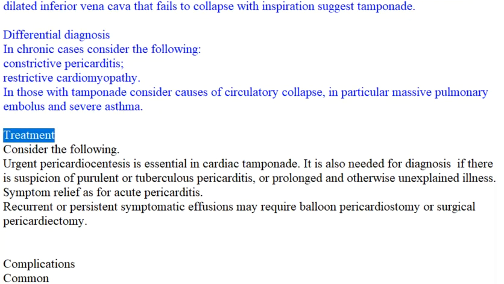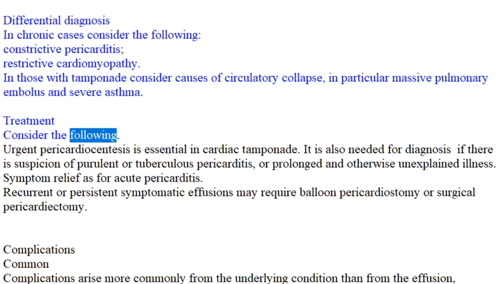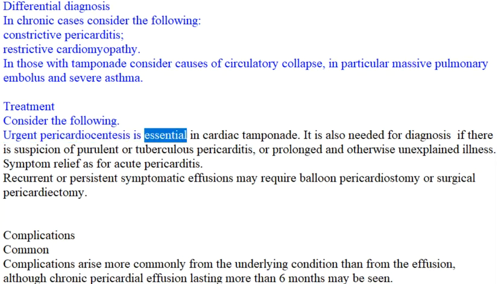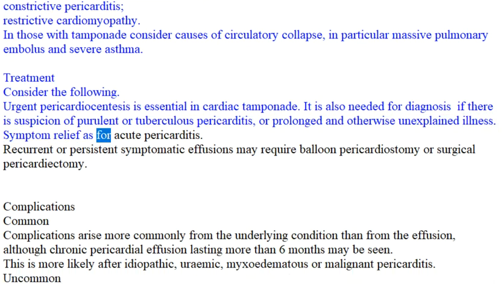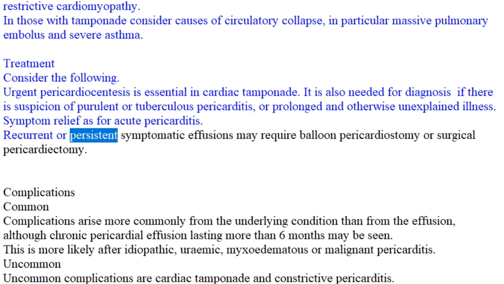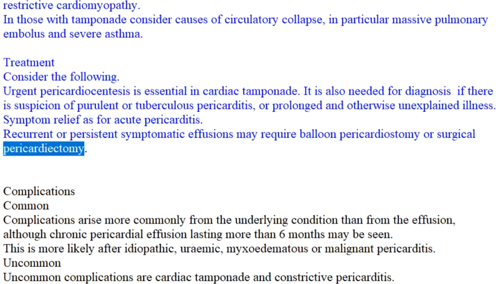Treatment. Consider the following. Urgent pericardiocentesis is essential in cardiac tamponade. It is also needed for diagnosis if there is suspicion of purulent or tuberculous pericarditis, or prolonged and otherwise unexplained illness. Symptom relief as for acute pericarditis. Recurrent or persistent symptomatic effusions may require balloon pericardiostomy or surgical pericardiectomy.